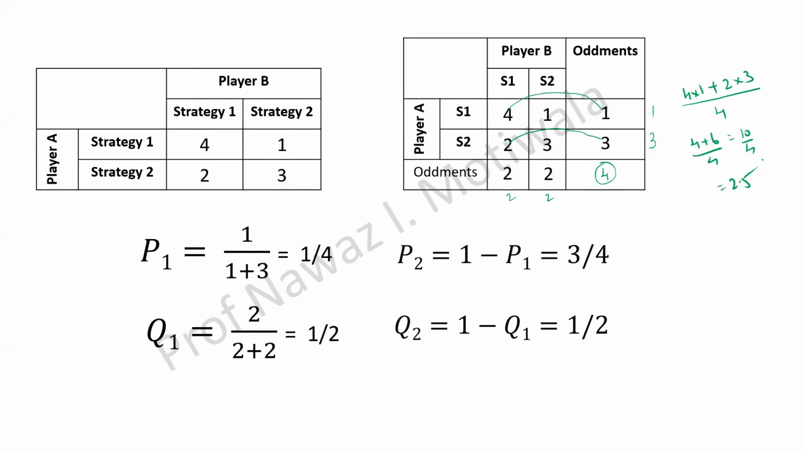Yes, sir. Correct, 2.5. So I am getting the same answer as per the earlier calculation, 5/2, which is equal to 2.5. So this completes the problem on mixed strategy.